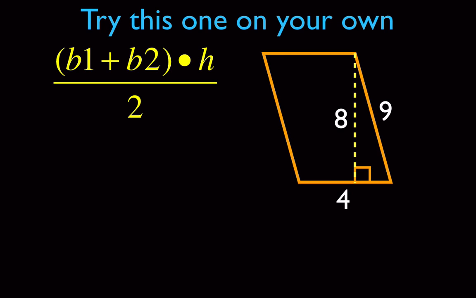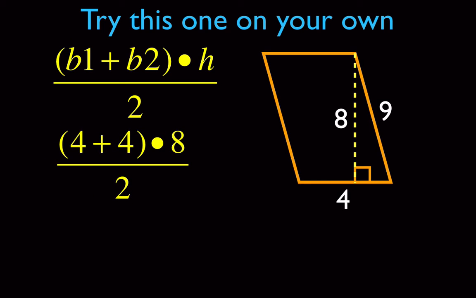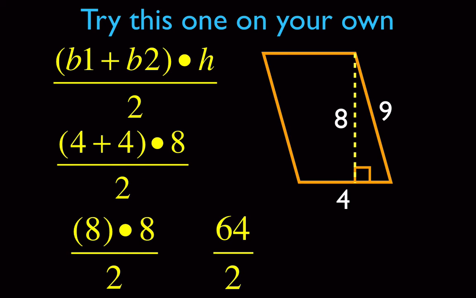Alright, so hopefully what you realize is that 9 is not important. It is not one of the bases, and it is not a height. So you're going to go ahead and ignore the 9. Our bases are both 4 because it's a parallelogram. They have the same length. And our height is 8. 8 times 8 is 64. And 64 divided by 2 is 32 units squared.